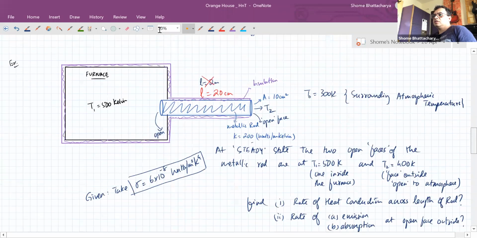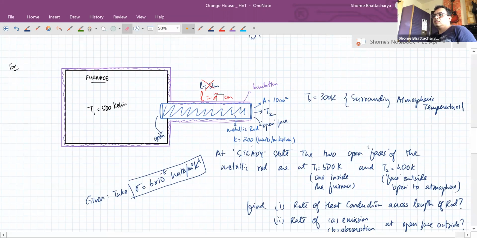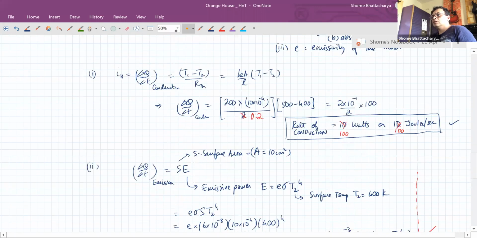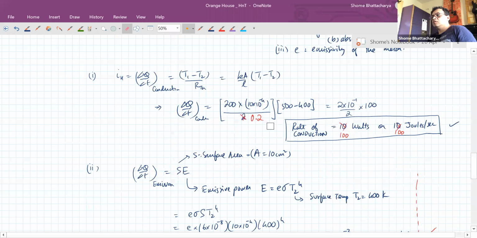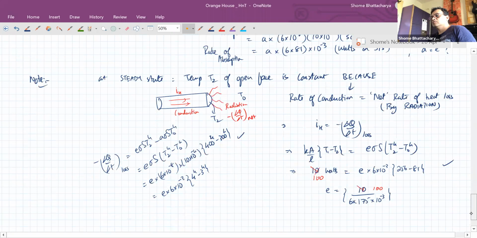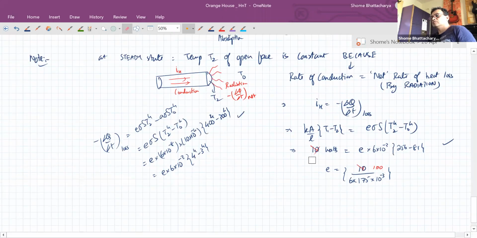Just a minute. Let me check again. Sorry, it's 20 meters, not 20 centimeters. So this should become 20 instead of this. So this will be 1 watt, 1 joule per second. So this should be 1 watt is equal to this.